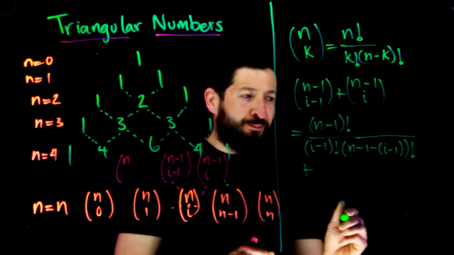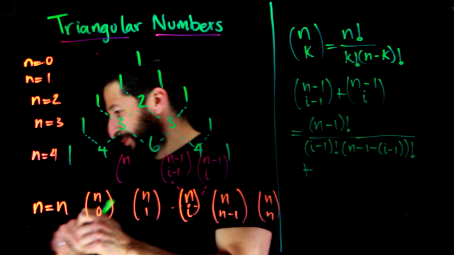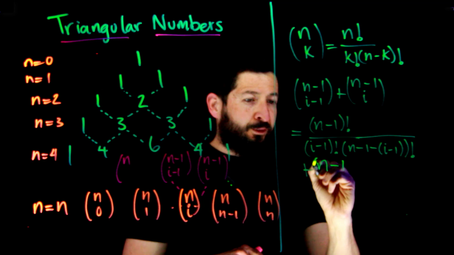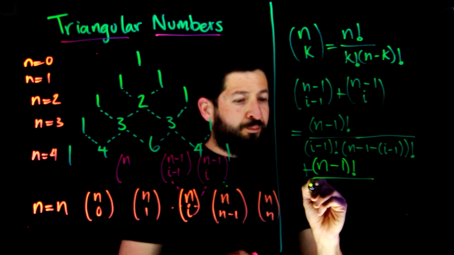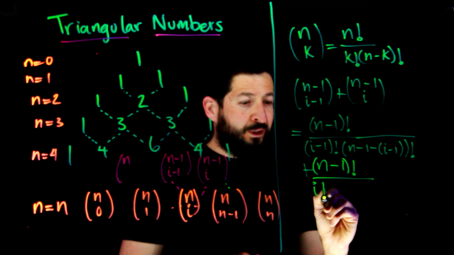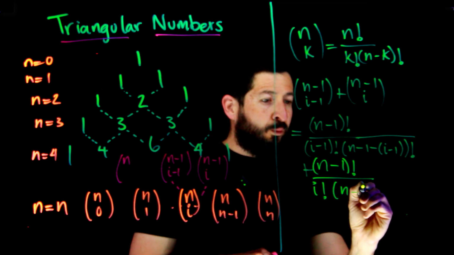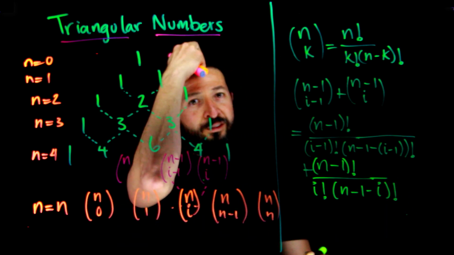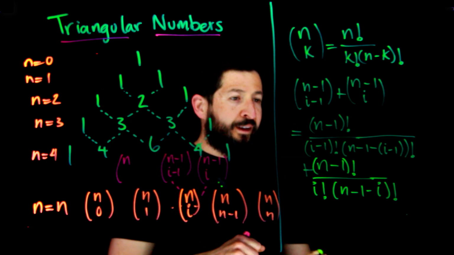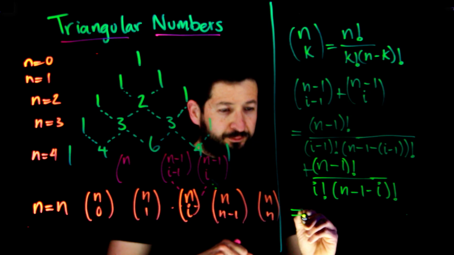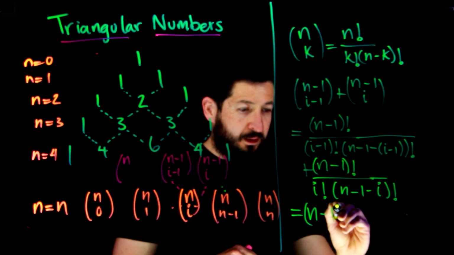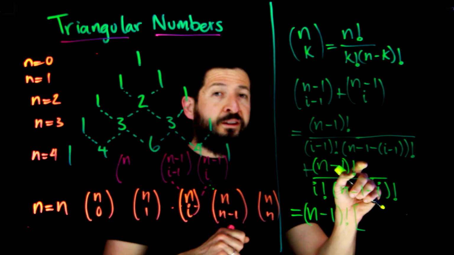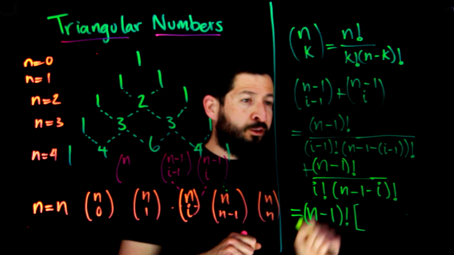Plus, and this marker is letting me down, so I'm going to get another one. Plus, now this term, n minus 1 factorial over i factorial times n minus 1 minus i factorial. So now it's a matter of seeing what all we have. For example, we have a common factor n minus 1 factorial. And now what I have to see is which is the smallest of all these numbers. Maybe I should write this one out as well.